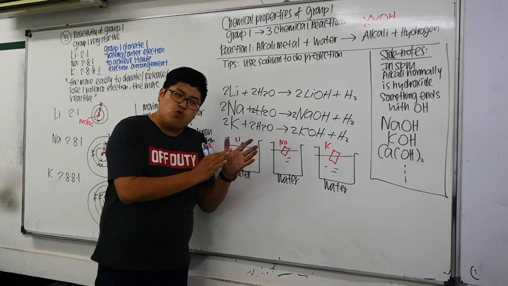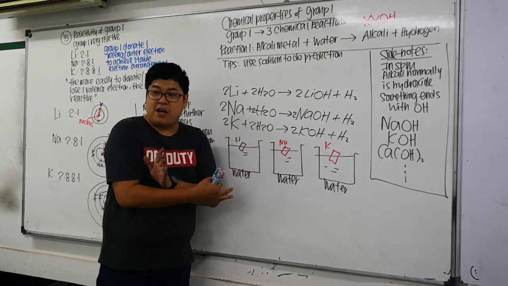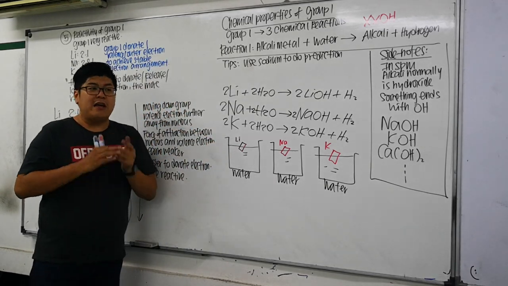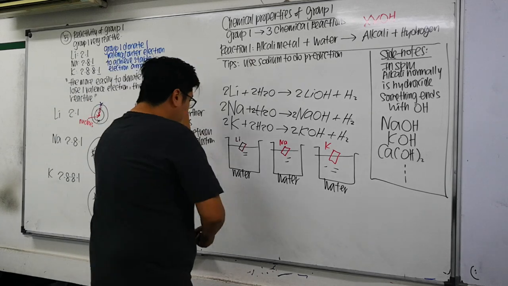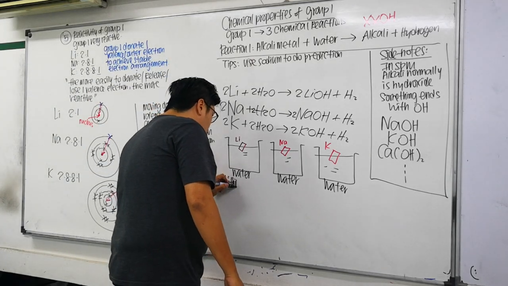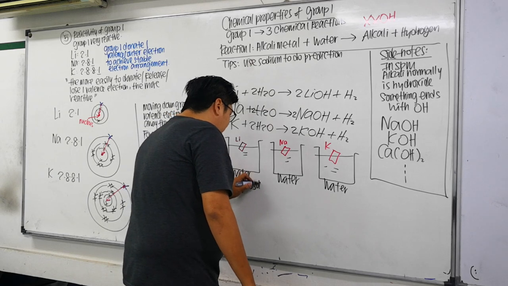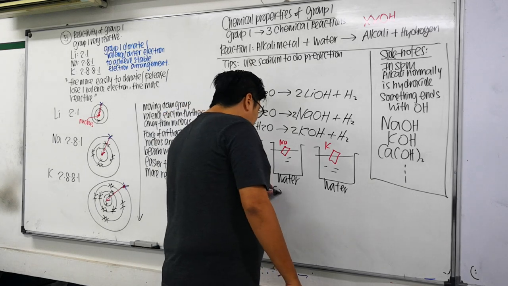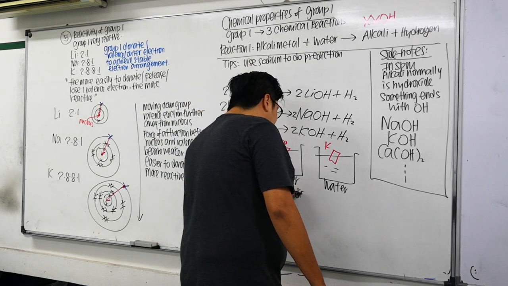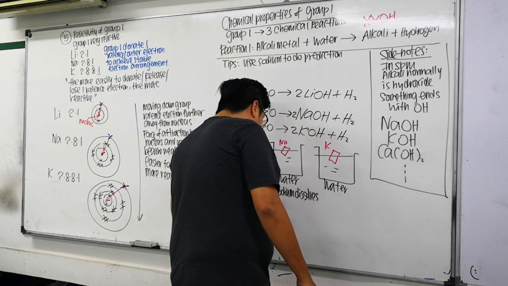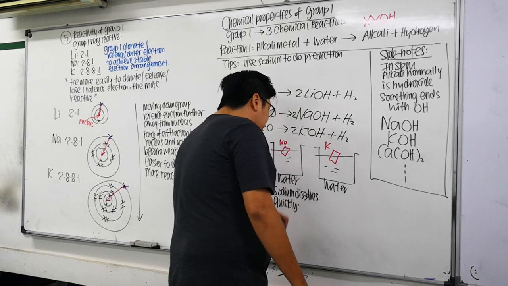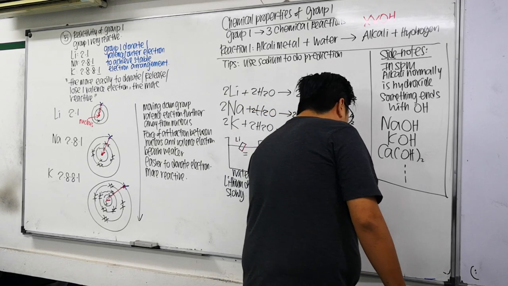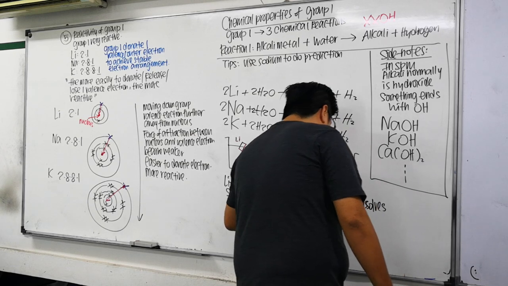So if you go to school and do this experiment, it's much better. You can see and hear that. Because when I say you have to imagine, okay? Now, how to write it? Lithium will dissolve, keyword: slowly. Sodium is more reactive, it dissolves quickly. Potassium is even more reactive, it dissolves very quickly.